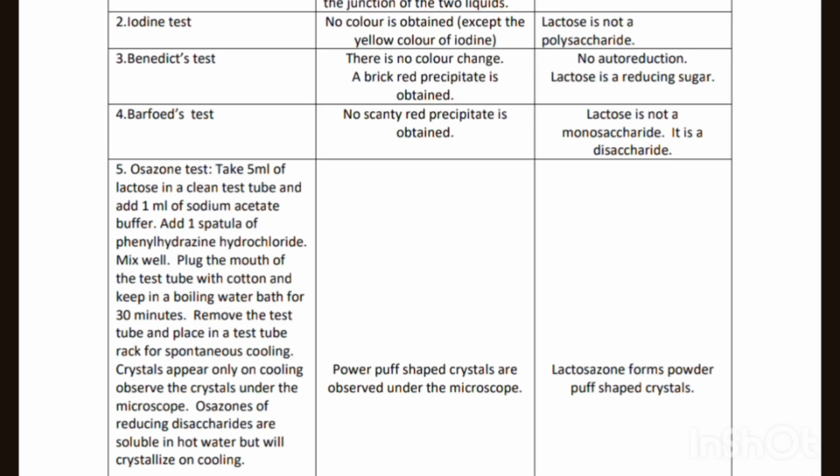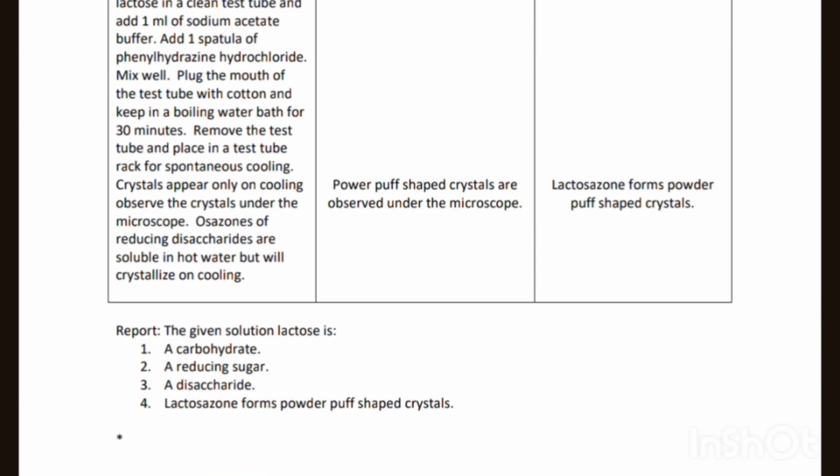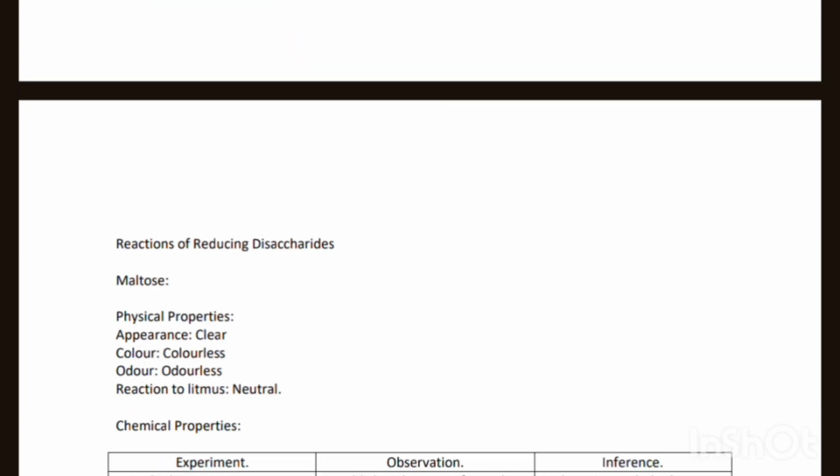Then upon doing osazone, you get powder puff shaped crystals which are observed under the microscope. So you can say lactosazone forms powder puff shaped crystals, and the report will be carbohydrate, reducing sugar, a disaccharide, and lactosazone forms powder puff shaped crystals.